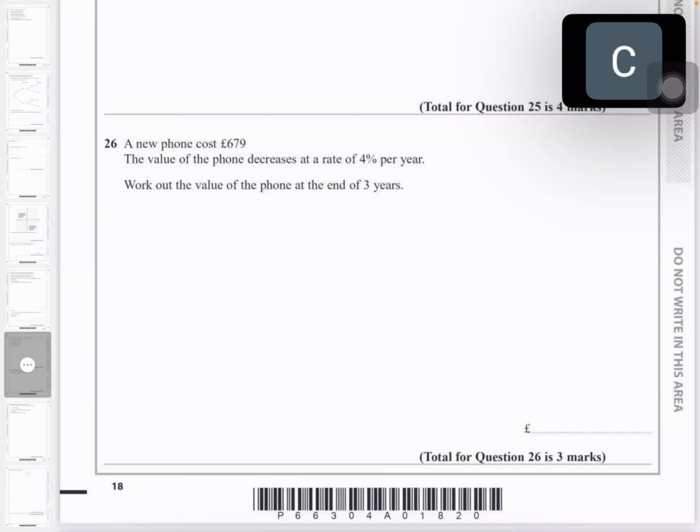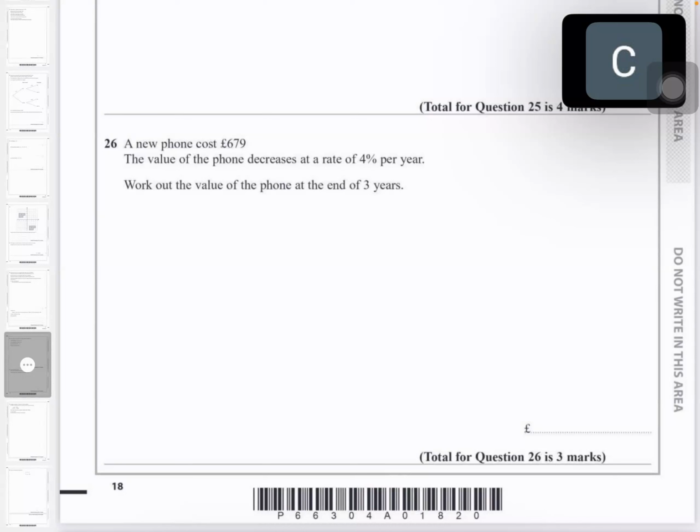625.11 minus 25.44. 599.66. Okay, excellent. So that's the value after 3 years.